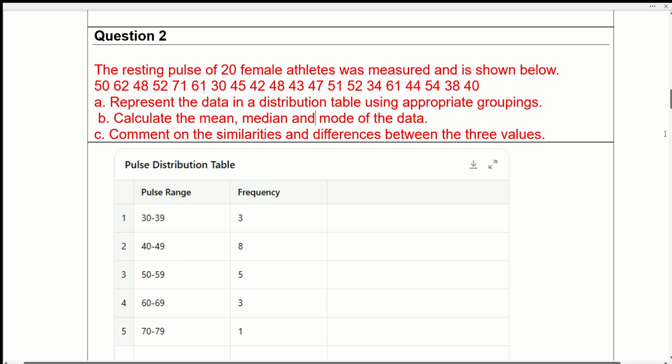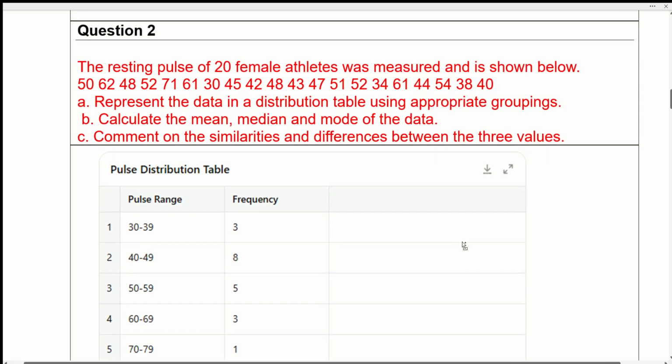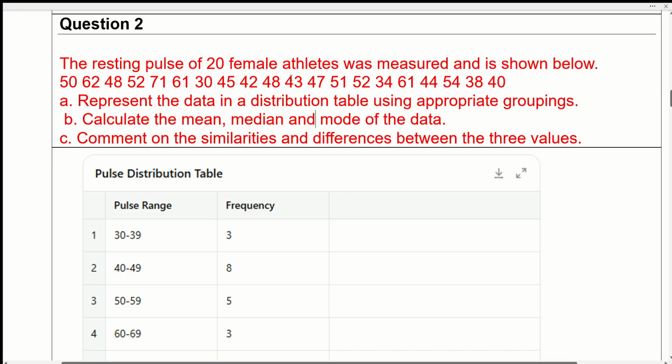So we are going to be going through question number 2 in this part. Let's go through the question together first, and then I'll give you a couple of minutes to actually do the questions. Okay. So the resting pulse of 20 female athletes was measured and is shown below. Part A, represent the data in a distribution table using appropriate groupings. Calculate the mean, median, and mode of the data and comment on the similarities and differences between the three values.